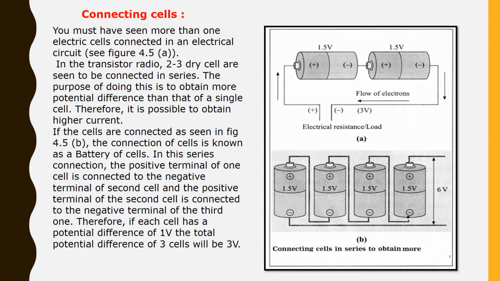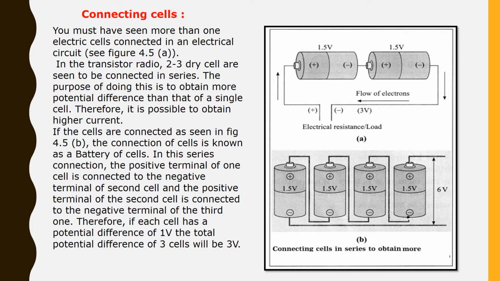So if the cells are connected as shown in figure 4.5b, then what happens, children? The connection of cells is known as a battery of cells, because in figure 4.5b there are more than one electric cells, and due to that they are forming one battery. In this series connection, the positive terminal of one cell is connected to the negative terminal of the second cell, and the positive terminal of the second cell is connected to the negative terminal of the third one.